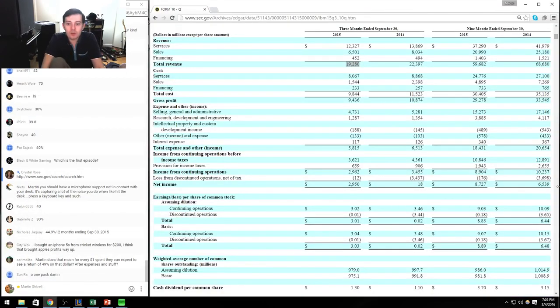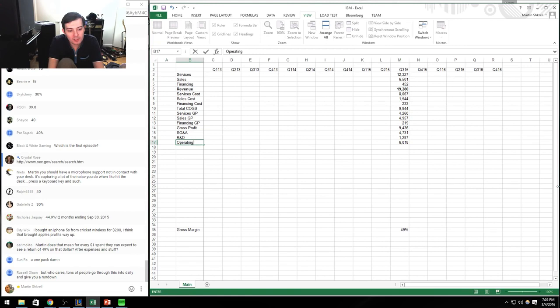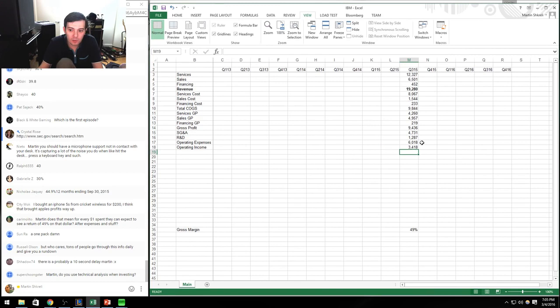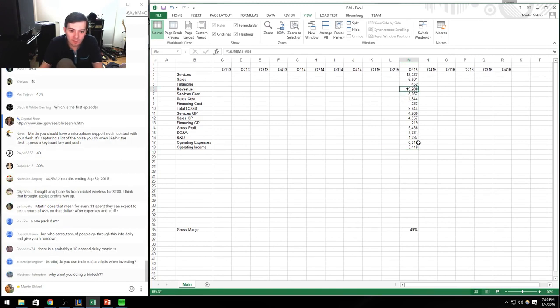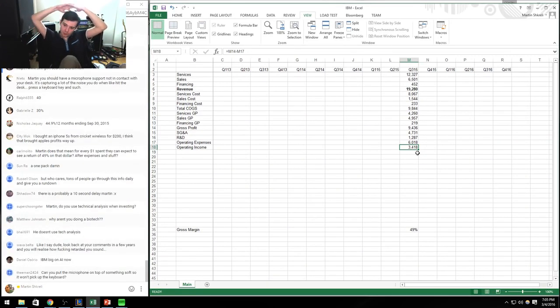So selling, general, administrative, 4.7 billion. Research and development, 1.2 billion. We call these operating expenses, right? Operating income is gross profit minus operating expenses. So they have about 3.4 billion. So 19 billion in revenue and 3.4 billion is their final operating profit for their business. We're not including interest or taxes yet.